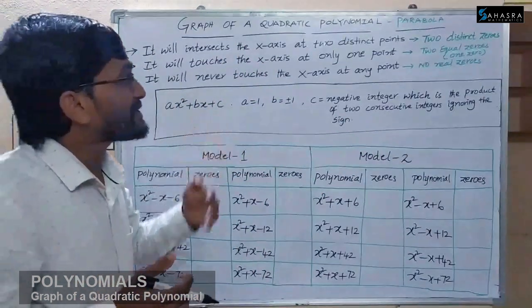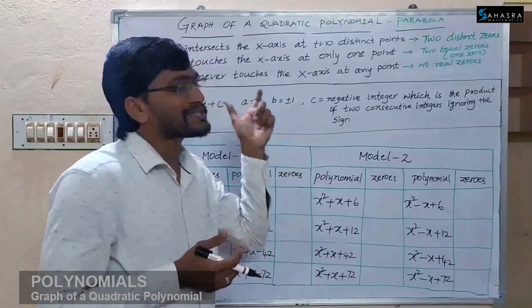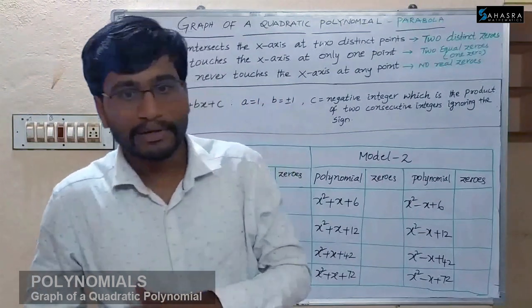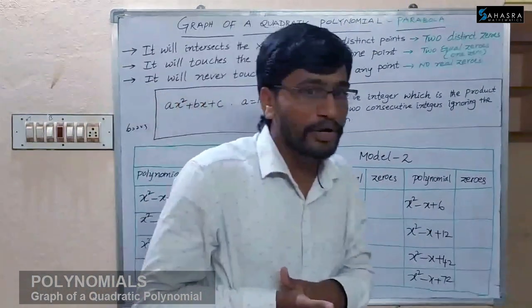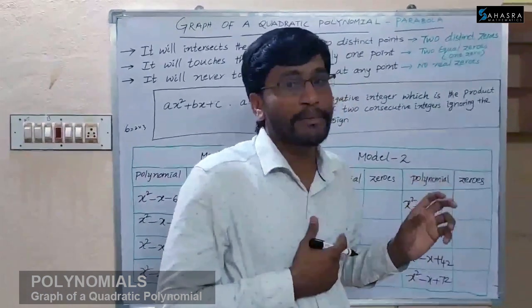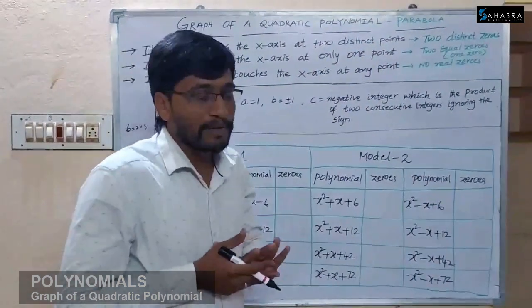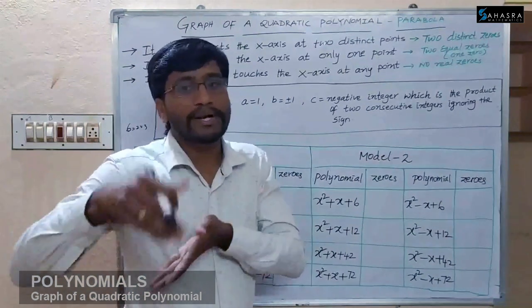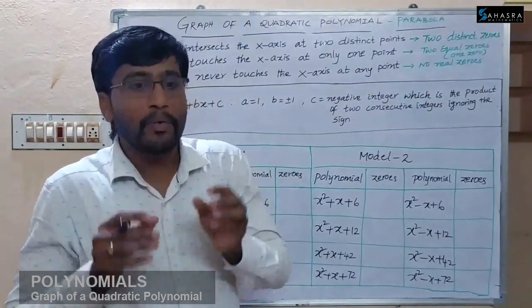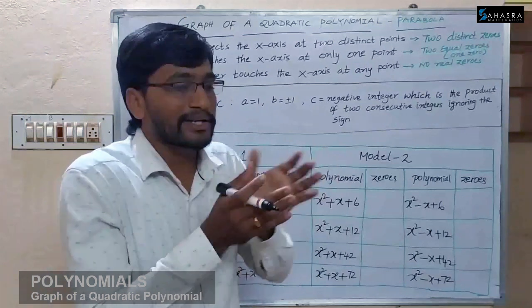Children, already we discussed in previous videos what is the graph of a quadratic polynomial. The graph of a quadratic polynomial is a parabola. So, how to draw the graph of a quadratic polynomial? First, suppose we have drawn a graph of a quadratic polynomial, what are the possibilities of that graph?